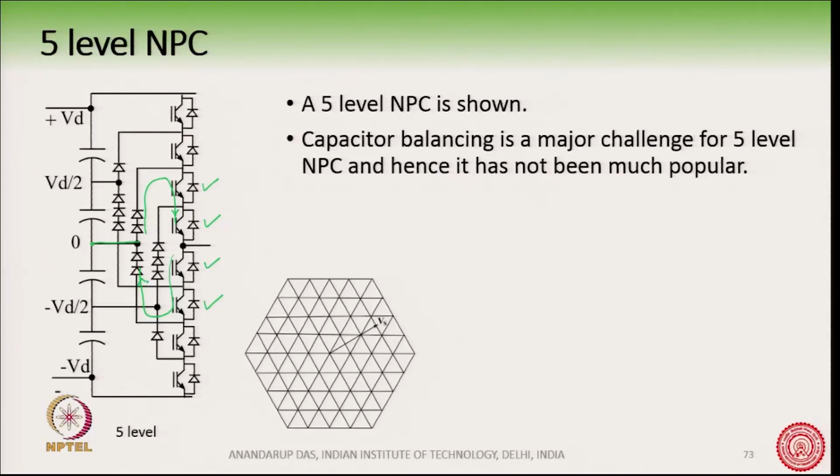Okay. So, if you go on analyzing this way, you will see that in this particular NPC, the 5 level NPC, we can get the 5 levels of voltage, that is Vd, Vd by 2, 0, minus Vd by 2 and minus Vd in the pole voltage.